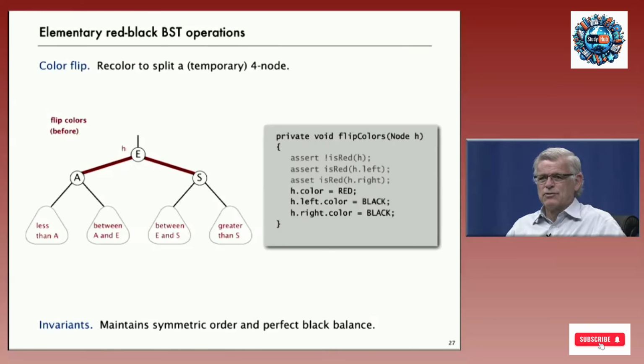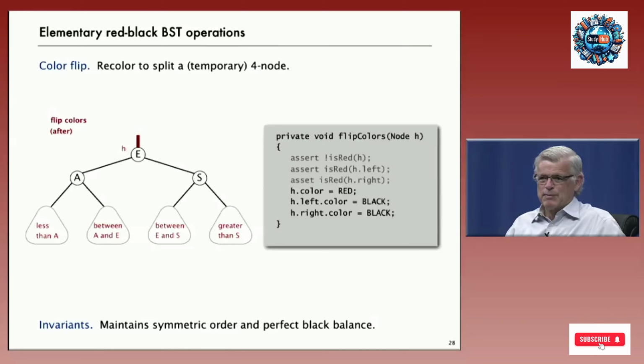And so that is, we change the link from E to A and from E to S to be black. That essentially splits the 4 node. And then we want to insert the E into its parent. And we just do that by changing its link to be red. So that's flipping the colors. And that's the way we split a temporary 4 node in a left-leaning red-black tree.